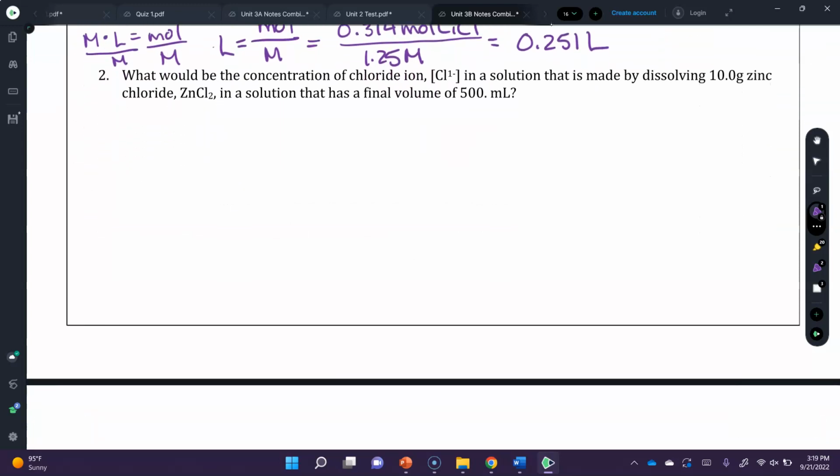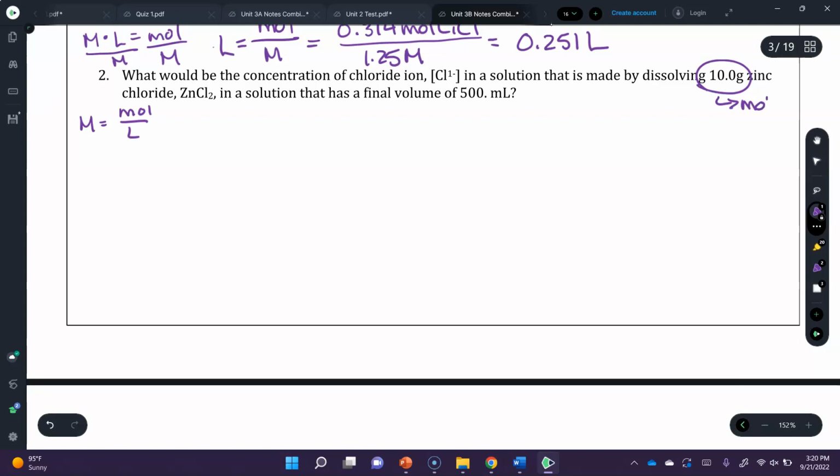Okay, our next one, what would be the concentration of the chloride ion in a solution that is made by dissolving 10 grams of zinc chloride in a solution that has a final volume of 50 milliliters? Well, molarity, remember, is moles over liters, so I need to make sure I have both of those. Well, I have an amount, but it's 10 grams, so I have to change that into moles. And then I need liters, but I have milliliters, so I need to change that into liters.